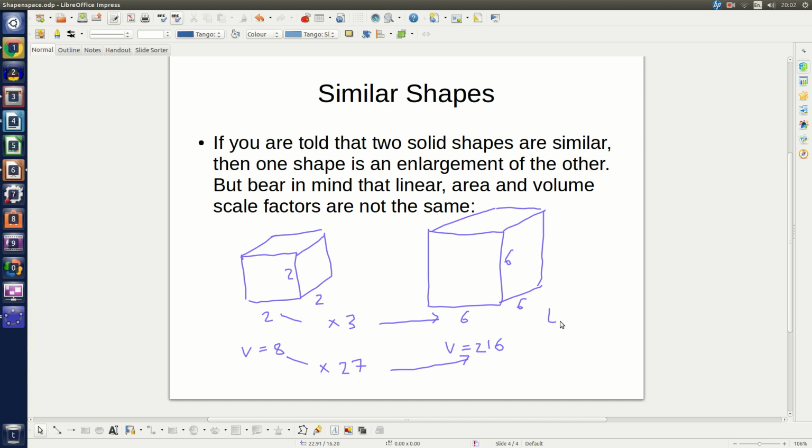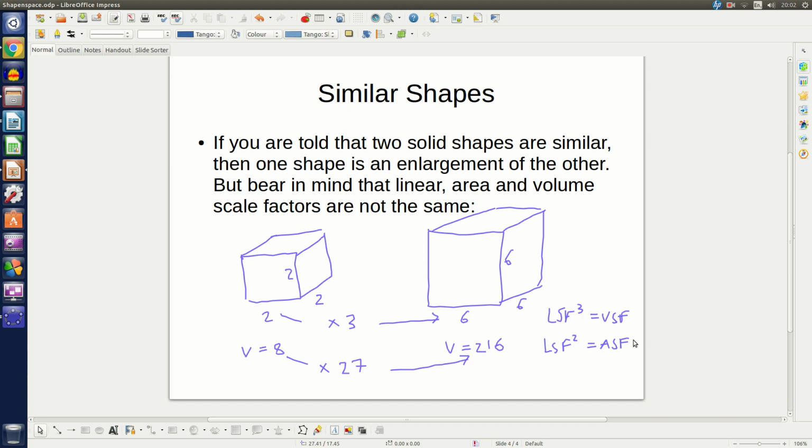Linear scale factor cubed equals volume scale factor. Linear scale factor squared equals area scale factor. It's always important to ask yourself, when something's been enlarged, what's been enlarged? Have all the lines been enlarged? Or have all the areas been enlarged by that scale factor? Or have the volumes been enlarged by that scale factor?